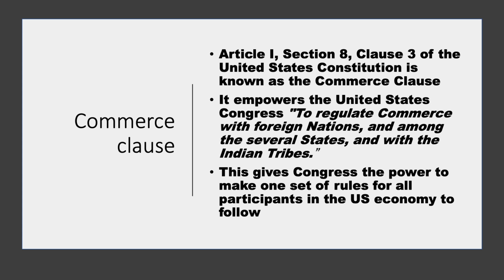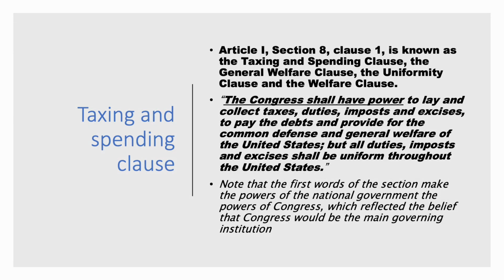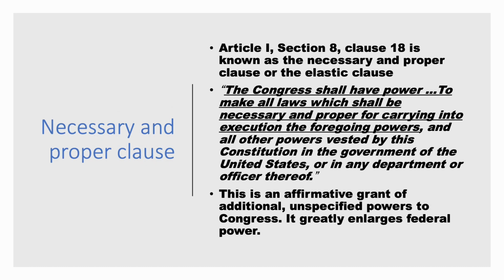Now, this is the Commerce Clause. It gives Congress the power to make one set of rules for everyone who participates in the U.S. economy. This is a very important clause. Here's the Taxing and Spending Clause. Congress can lay and collect taxes, pay the debts of the United States, take care of its defense. The Necessary and Proper Clause, again, was sometimes called the Elastic Clause, the one we just covered.